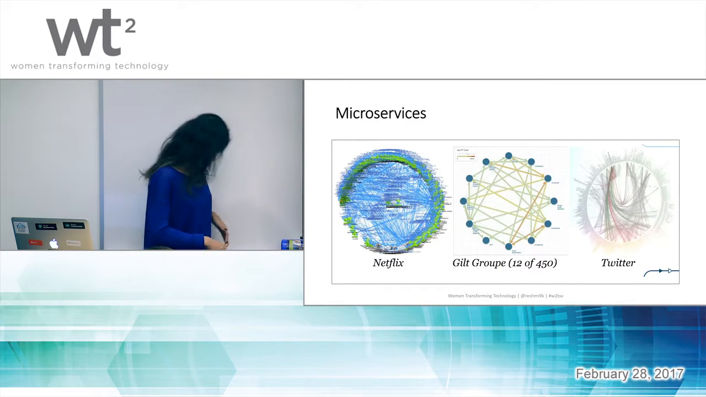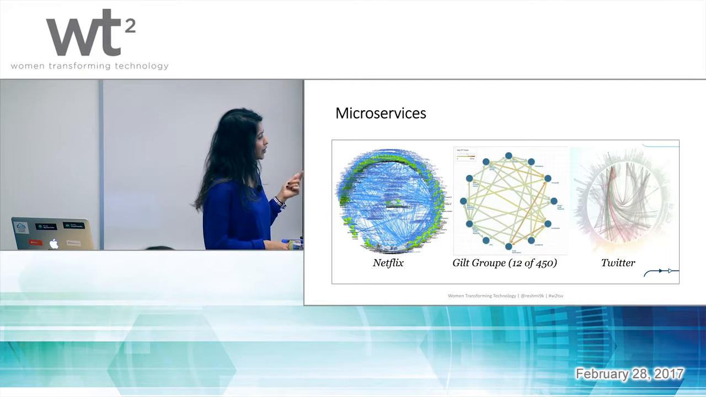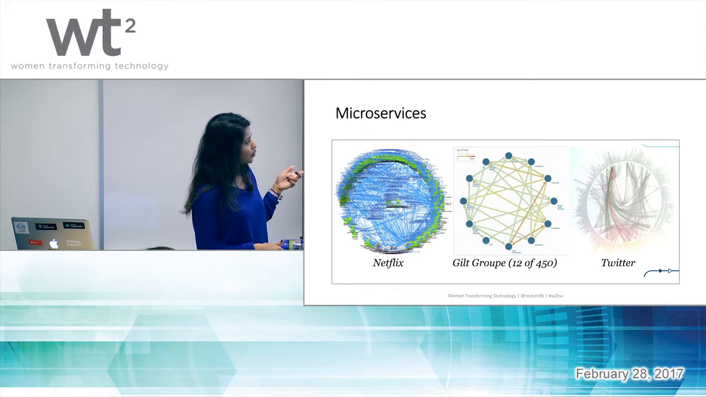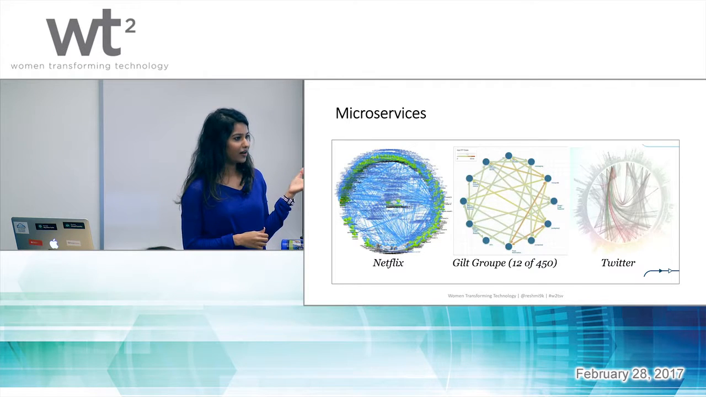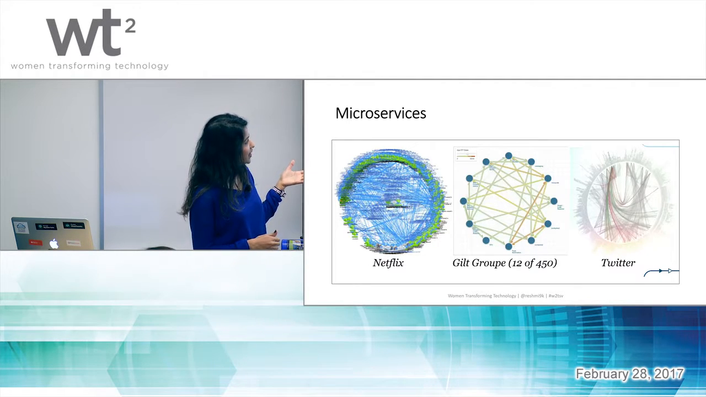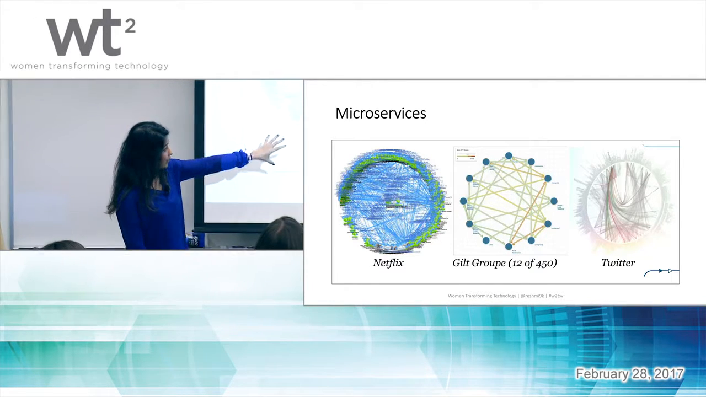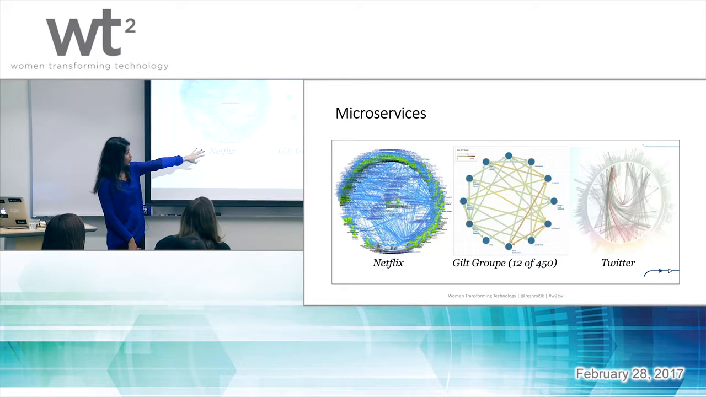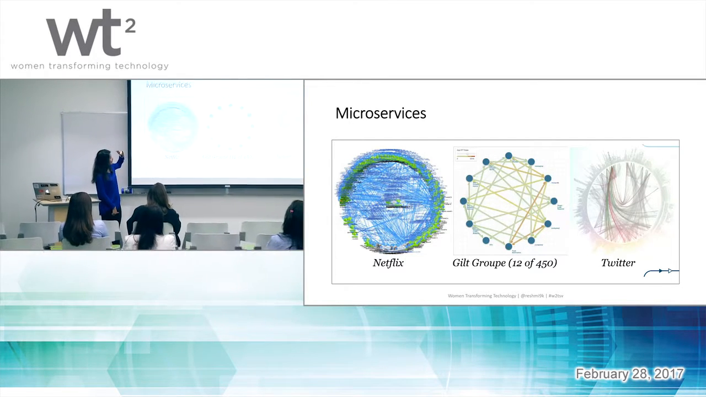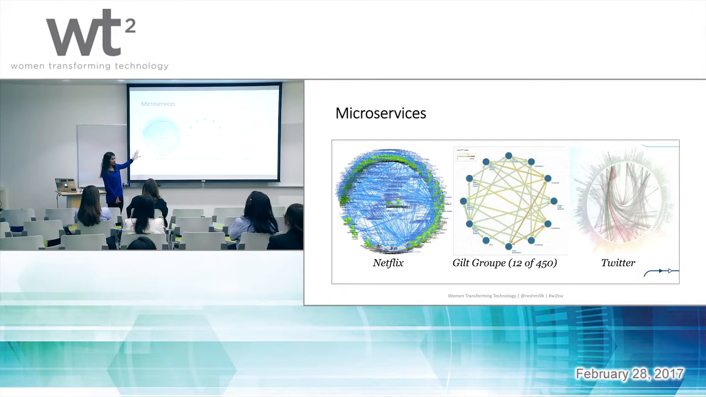Okay, so this is a diagram I took from Twitter. I think this is 2 years ago. So this is called the Death Star architecture. And what you see here, this is the real world view of microservices happening at Netflix, Twitter, Gill Group, right? And you see now it's become so complicated.